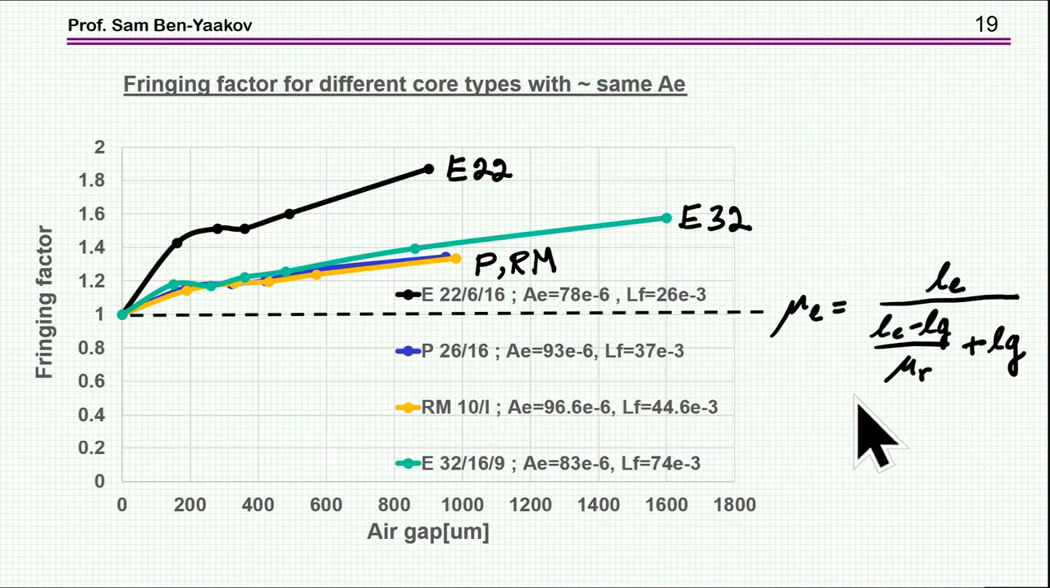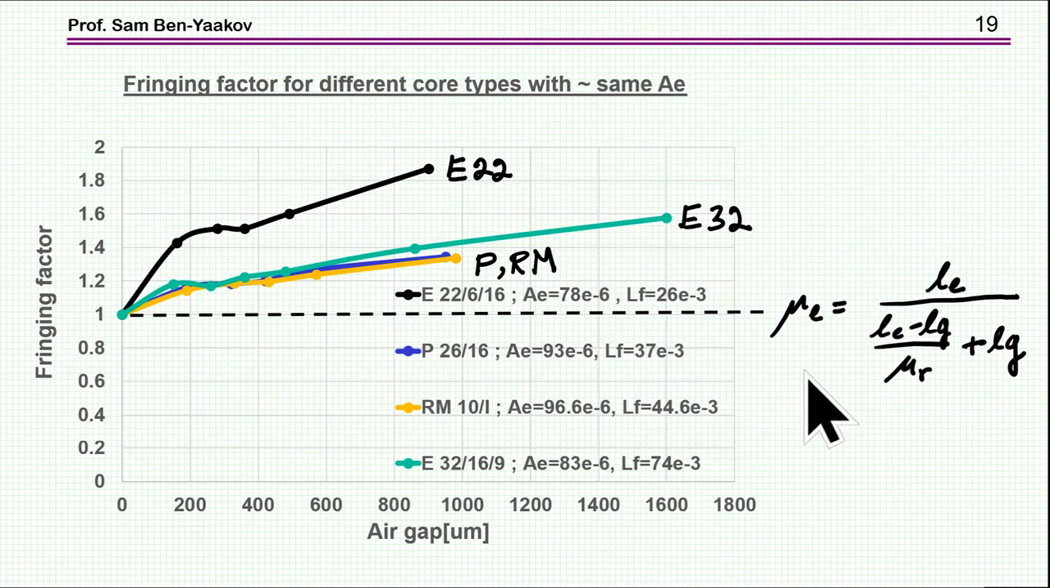So now, if I compare the permeability that I'm calculating from this full equation, and the actual permeability of the core from the data sheet, we see that there is a fringing factor indeed, and this fringing factor is obviously larger than one, as we have said. The permeability is larger, therefore the inductance is larger, and it depends on the geometry of the core. Like E core 22 total length is the worst, and this is the fringing factor, by how much is the permeability larger, and this is by how much the inductance would be larger, and this is the E32, and these are two core, this is the pot core and RM core, which are sort of in between.